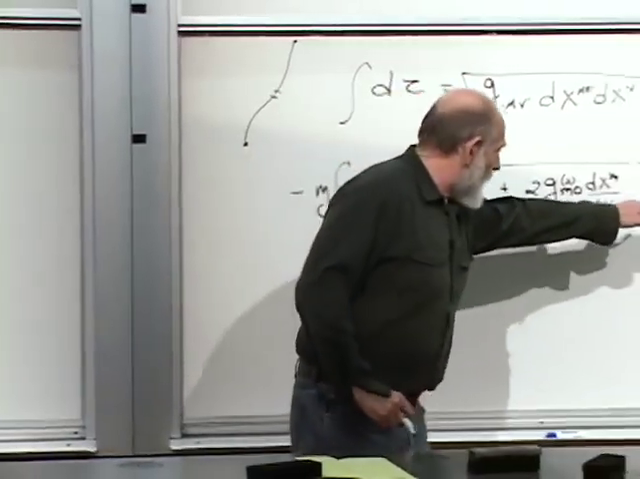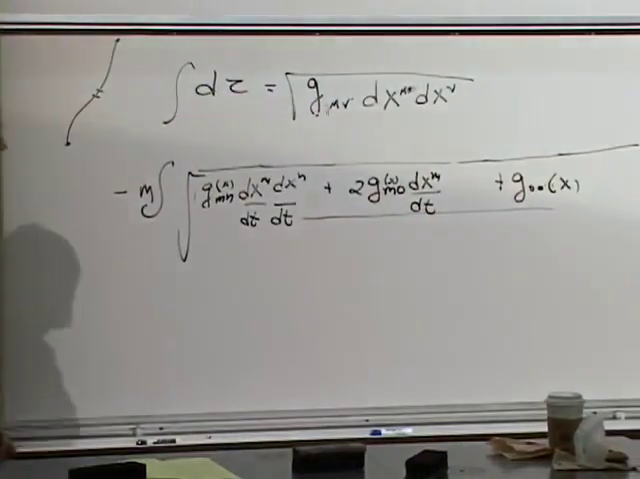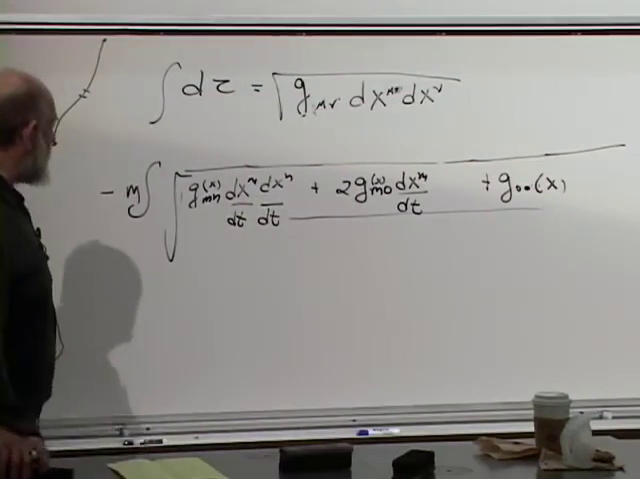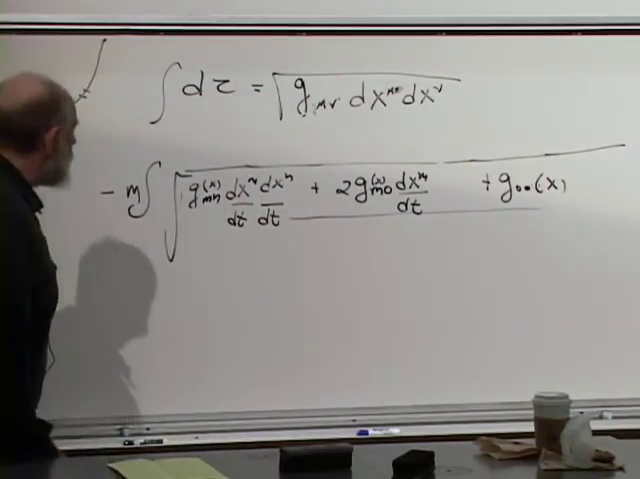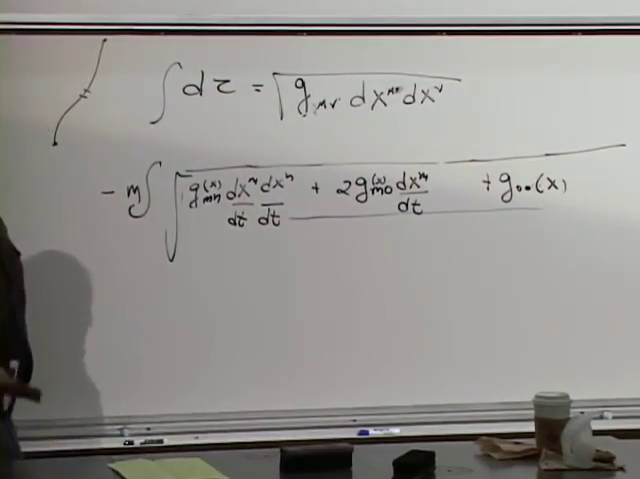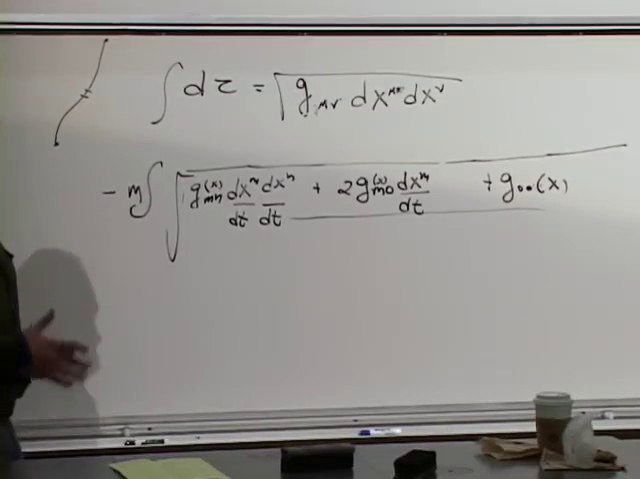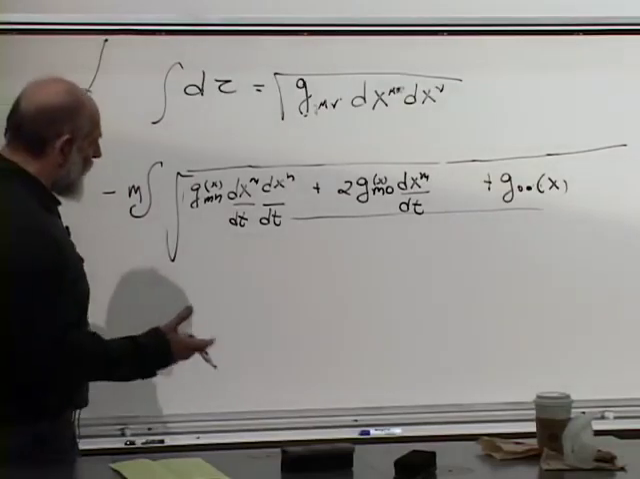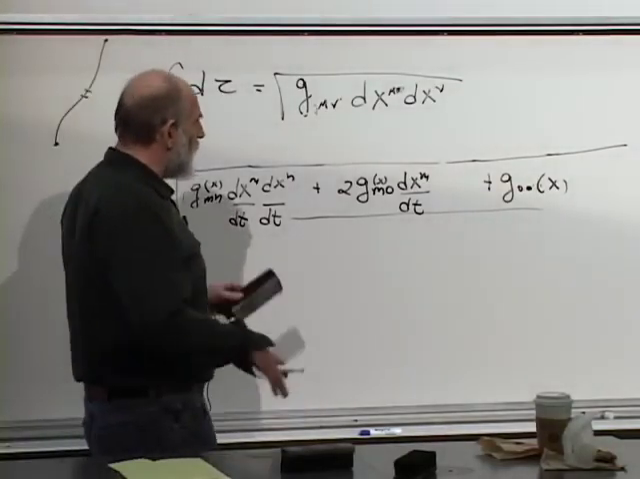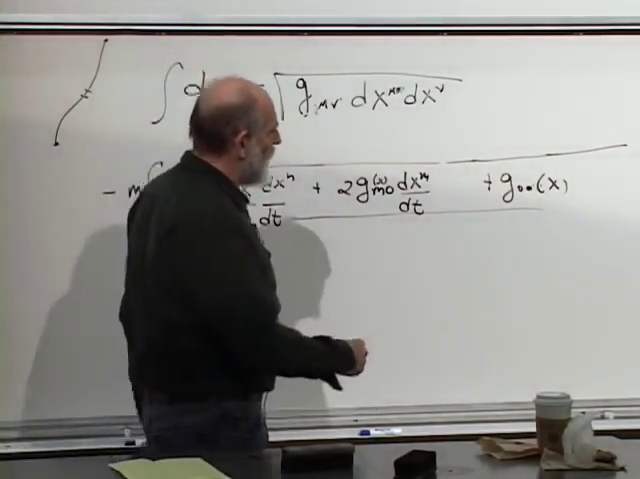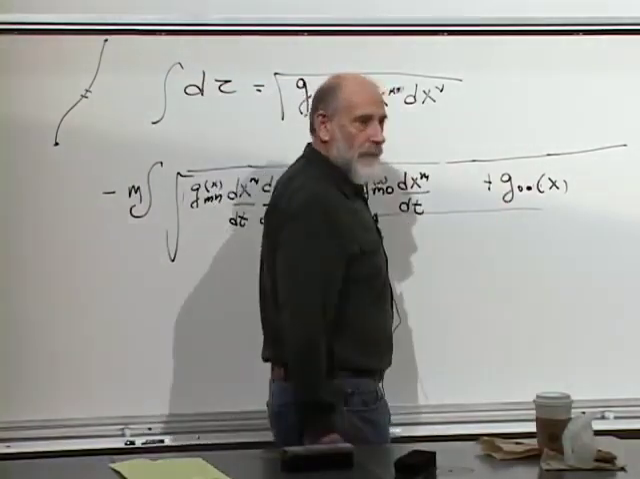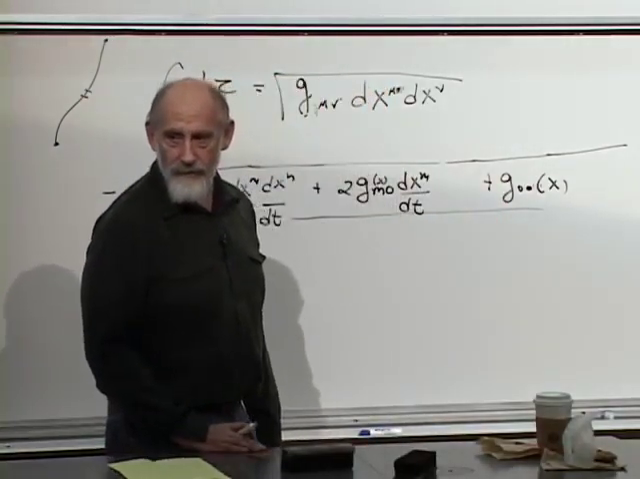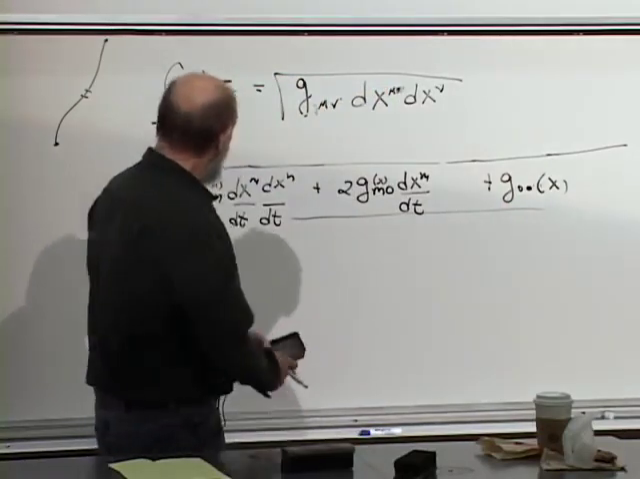Notice this g naught naught here. Let's do a simple example. Let's suppose that only g naught naught was interesting. By interesting, it means different than the flat space metric. Let's suppose that g naught naught was different. What is g naught naught in flat space time? 1, right? 1.